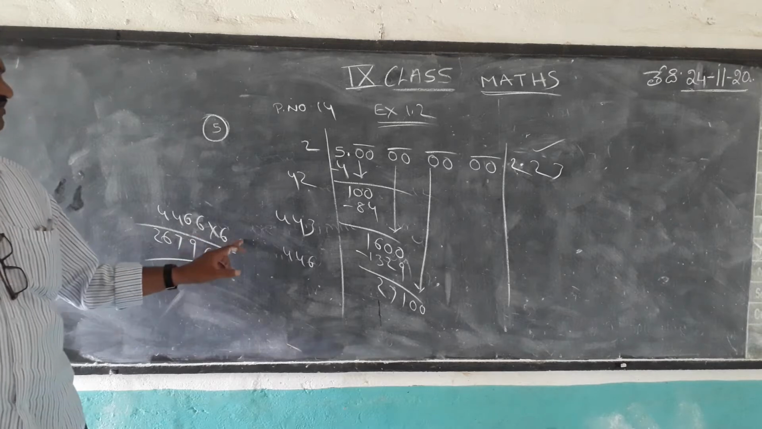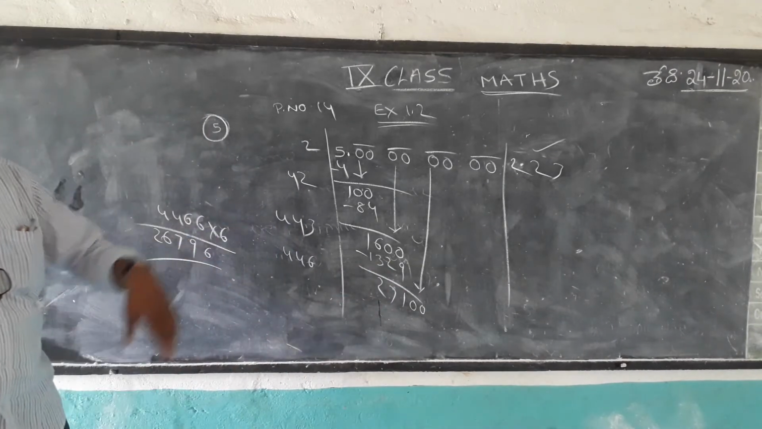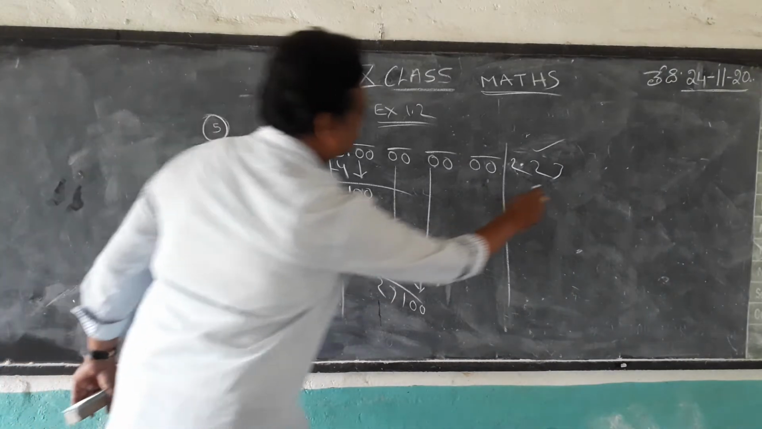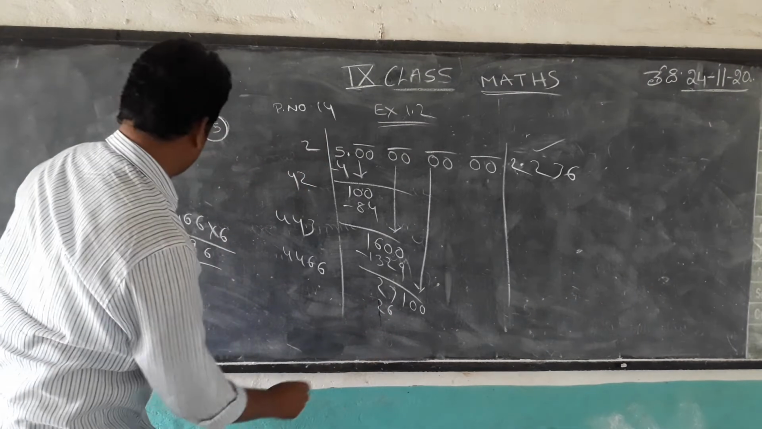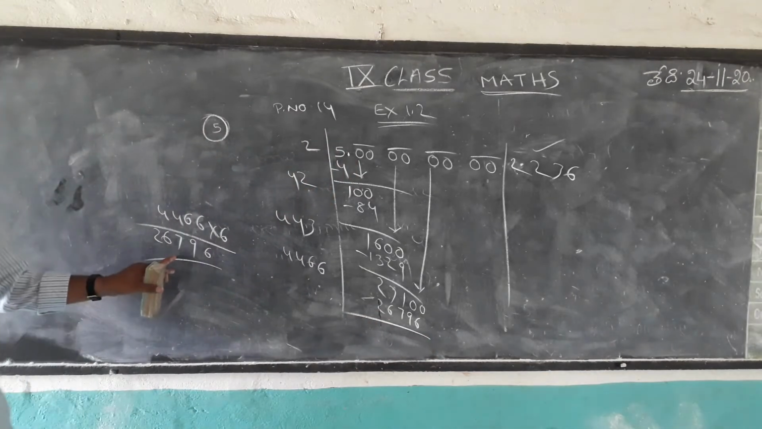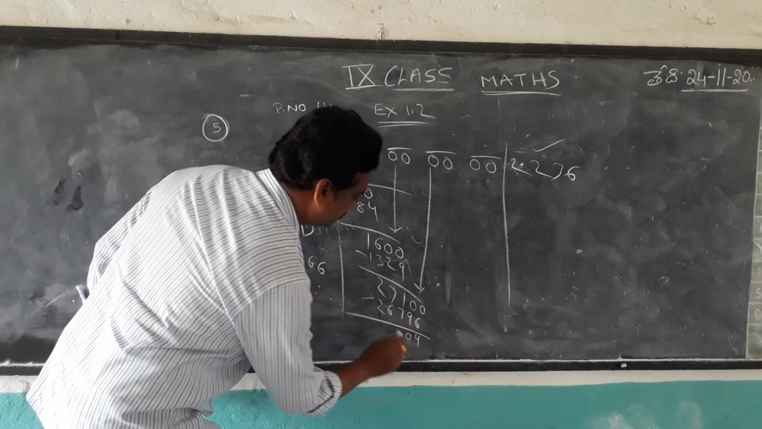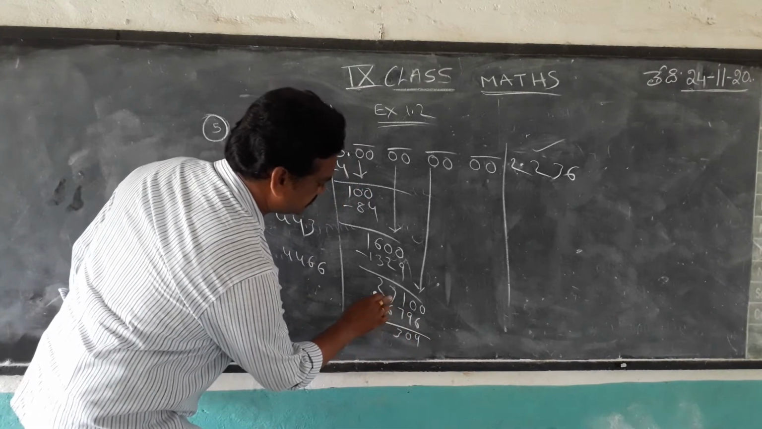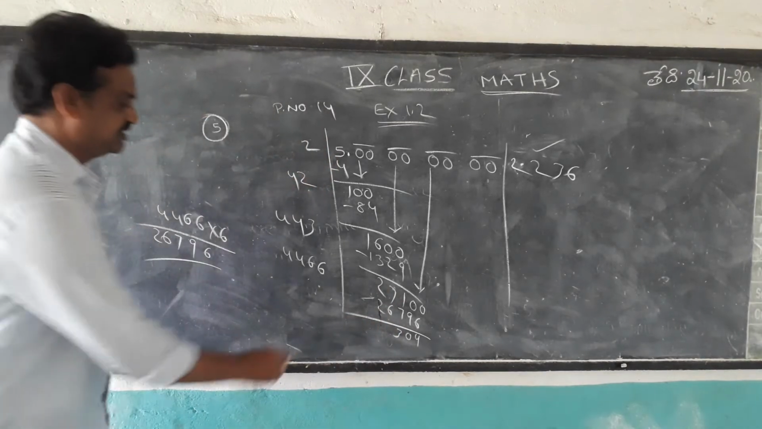If you take 7, 7 7s, you will get above 27,000. So therefore write 6. 26,796. 10 minus 6 is 4. 9 minus 9 is 0. Here 0. 10 minus 7 is 3. Okay. 6 minus 6 is 0. 2 minus 2 is 0. Left side 0, so we did not write.